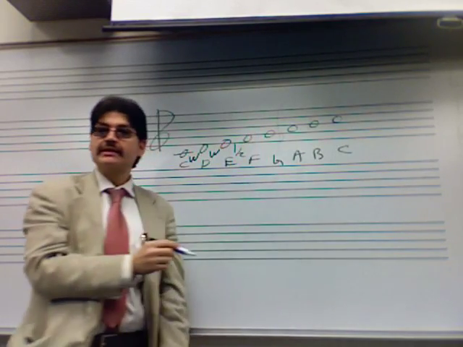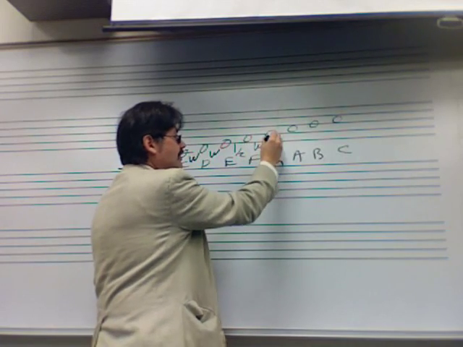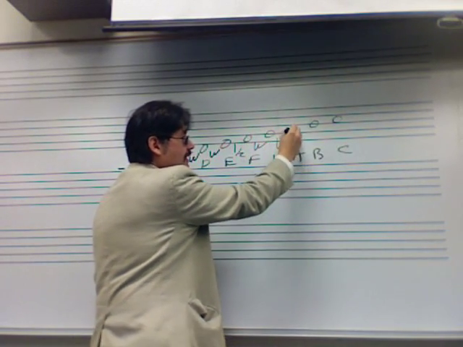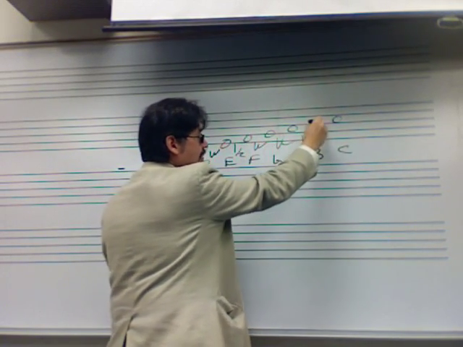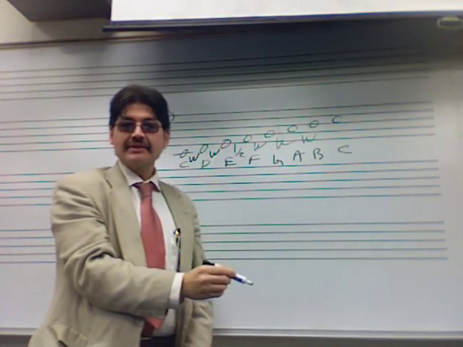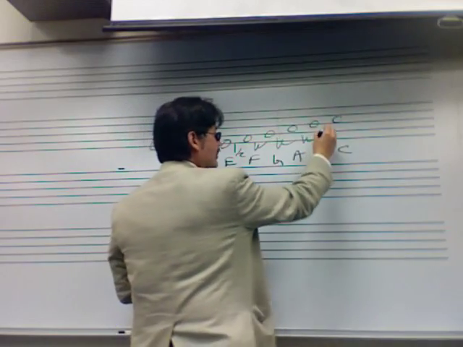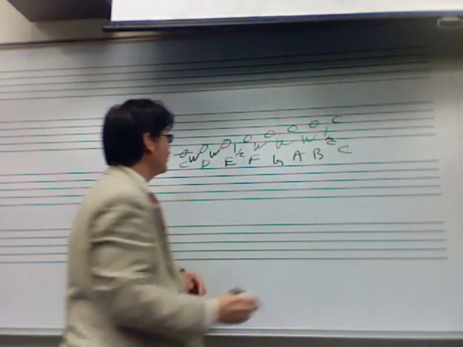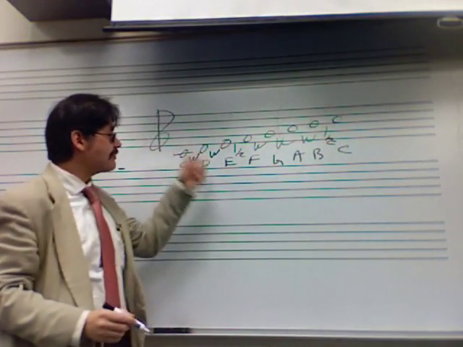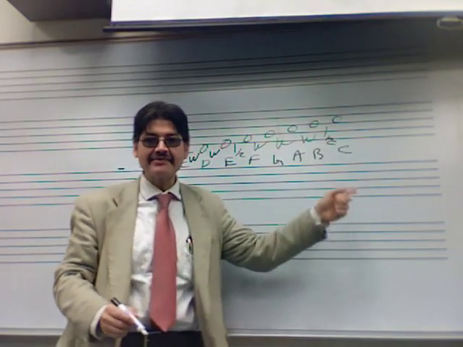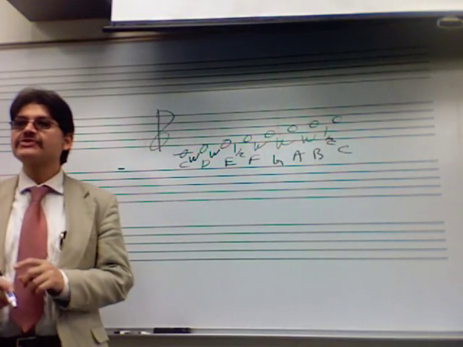Between F and G, whole step, same thing. G and A, whole step. A and B, whole step. B and C, and why is it a half step? Nothing in between the B and the C. Very good. Half step. So that's the pattern of every major scale. It's whole step, whole step, half step, whole step, whole step, whole step, half step. That's the pattern of every major scale.